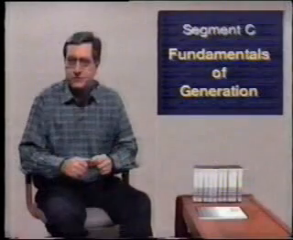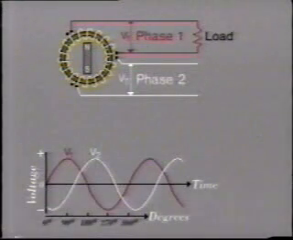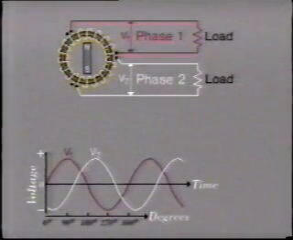Now let's look at various ways of connecting stator windings. In this basic arrangement, the two ends of one stator winding are brought to the generator terminals and then connected to feed a single-phase load. In order to generate a second voltage, we can use an additional stator winding, which is placed at an angle of 120 degrees from the first winding. An AC voltage will also be generated in this winding, and it too can be connected to feed a single-phase load.